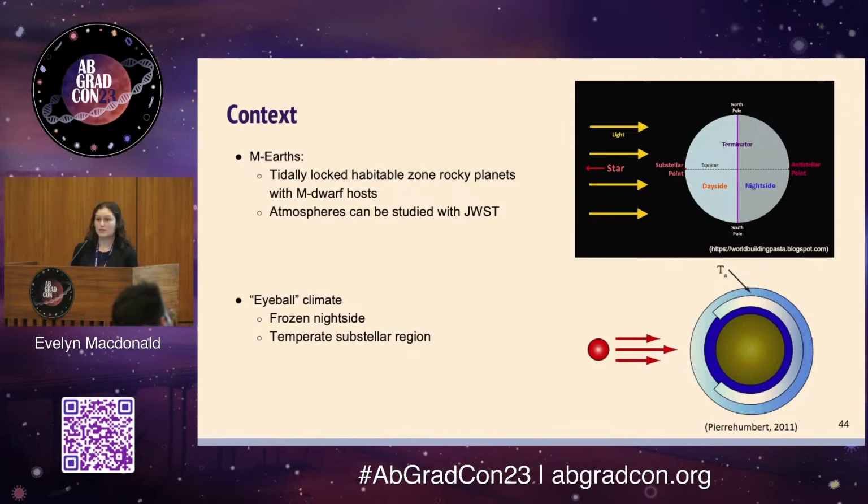Now, the base assumption is that these planets have what we call an eyeball climate. So again, we have the star here. The assumption is that the night side is frozen and part of the day side is unfrozen near the substellar point where it receives the most radiation. And you would assume that's a circle. This is actually an oversimplification, but it's a good starting point.